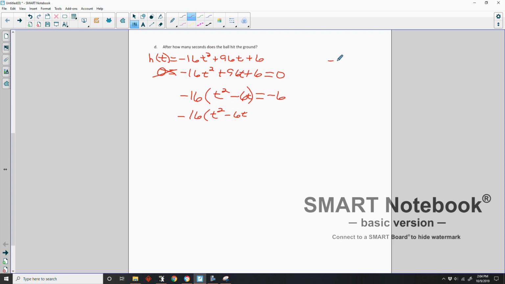Remember, it's negative b over 2 squared. So it's negative 6, and we're going to divide that by 2, and then we're going to square that. So that's going to equal negative 3 squared, which is 9. So it's going to be plus 9. All right, equals negative 6. Okay, and let me do the plus 9 in a different color. Let me change this color.